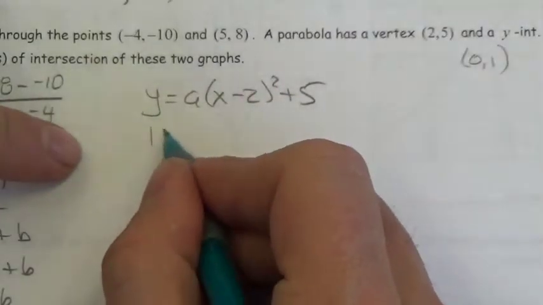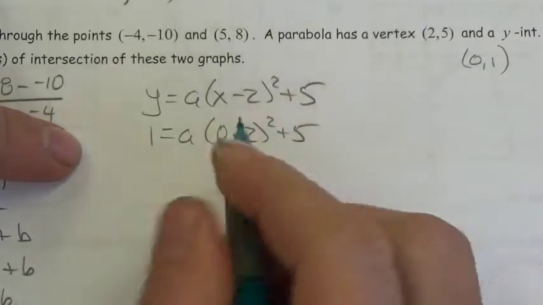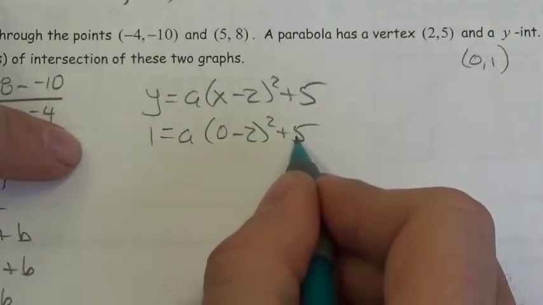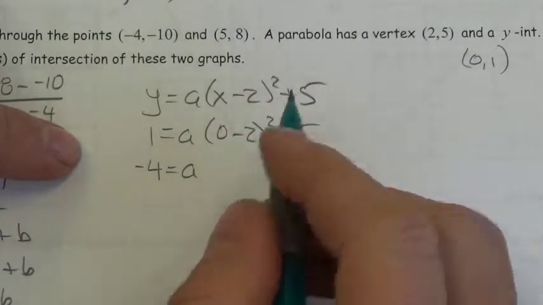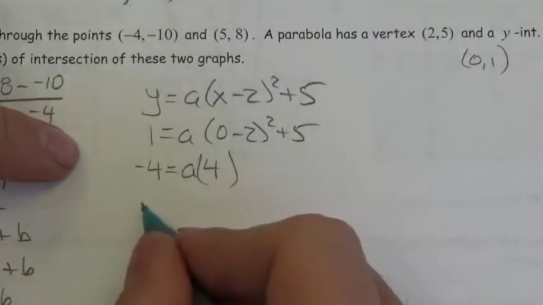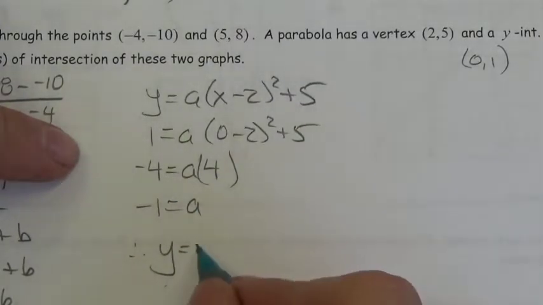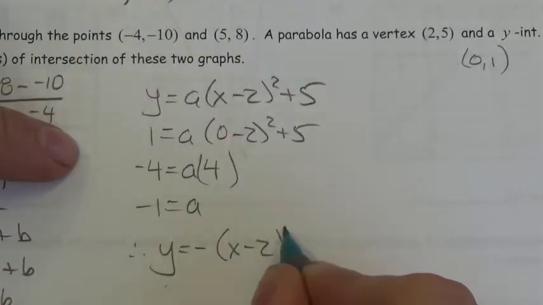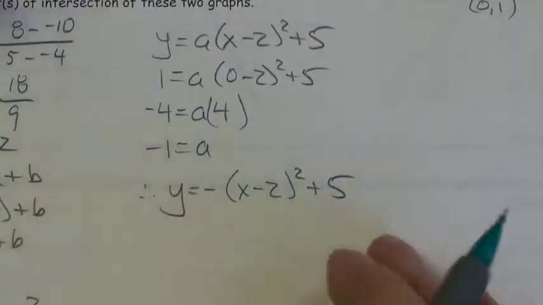So 1 is equal to a times (0 minus 2) squared plus 5. Well, I'm going to bring the 5 over, subtract it from both sides. And then negative 2 squared is going to be 4. And when I divide, I'm going to get negative 1 is equal to a. So therefore, my equation is going to be negative (x minus 2) squared plus 5. There's my quadratic.